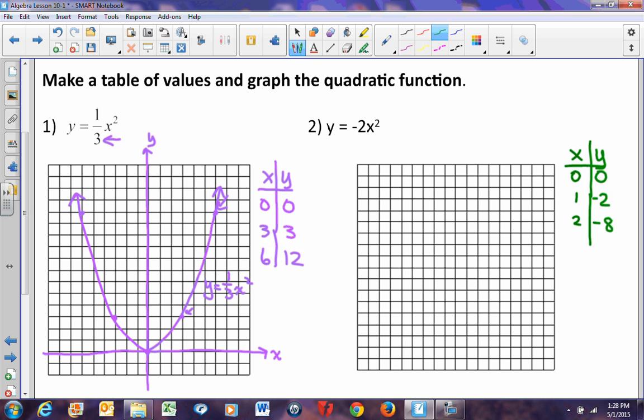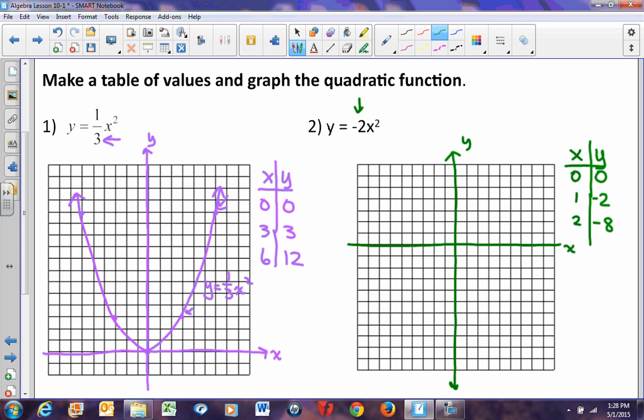I already know that this number is negative, so I already know that my vertex is going to be at (0, 0), and that's going to be the maximum point of my graph. Because it already said in the definition that if a is greater than 0, that's your minimum point. If a is less than 0, that's a maximum point.